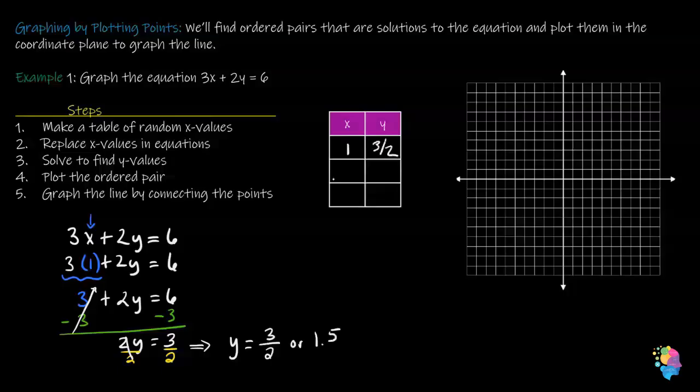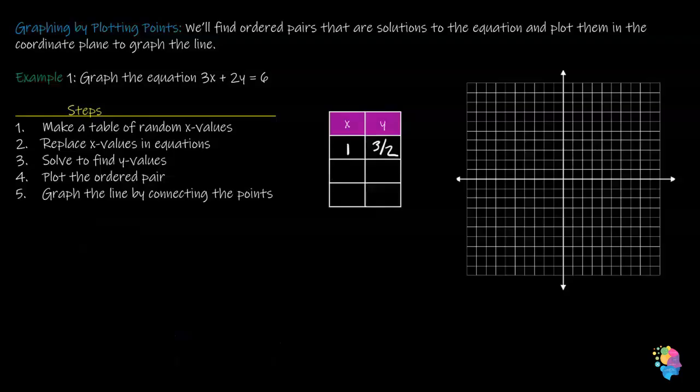Now, because we get a fraction, it might be a little difficult for us to graph the fraction or the decimal form in the graph. We will have to approximate where it's located. So I'm not going to plot this point because it's a fraction. I'm going to try a different number. Let's see what happens if I try an x value that is the same as a coefficient of y.